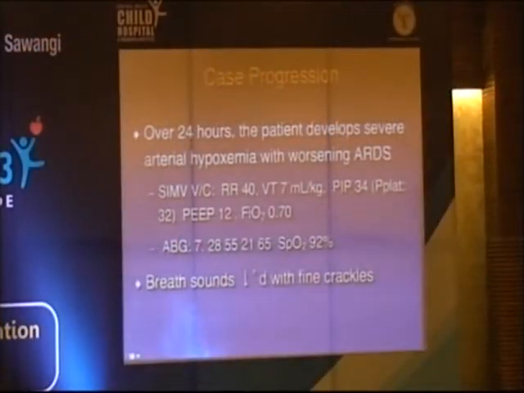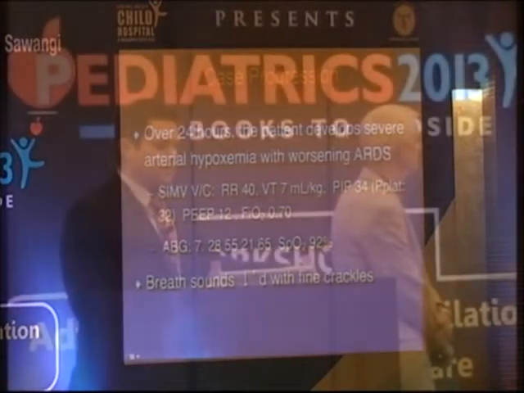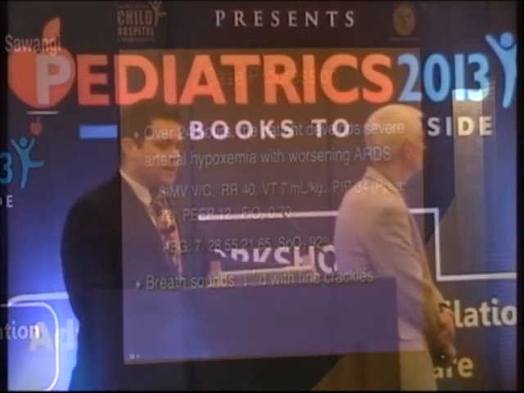Okay, so this kiddo, after 24 hours, starts to develop severe arterial hypoxemia with worsening. Now this kid has developed ARDS. We're in volume control, tidal volume 7 mLs per kilo. The PIP is 34, the plateau pressure is 32, the PEEP is 12, the FiO2 is 70. The blood gas is slightly acidotic, PO2 is 65, SAT is 92%, and this is on 70%. The breath sounds are decreased with fine crackles.